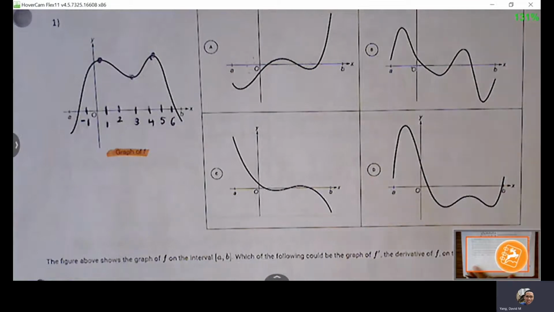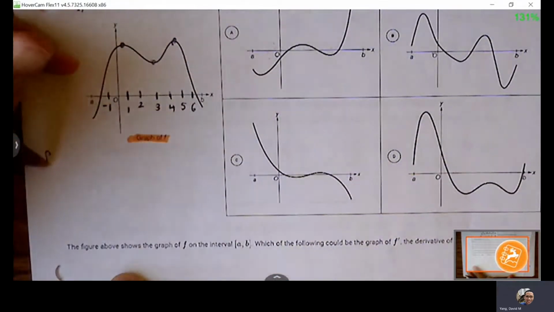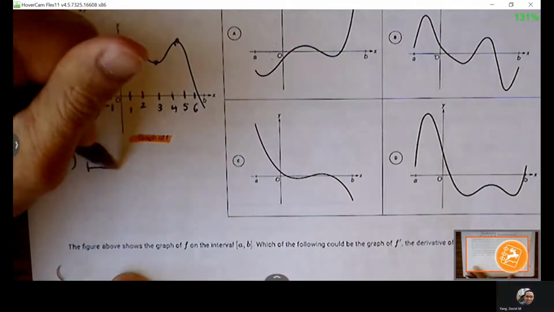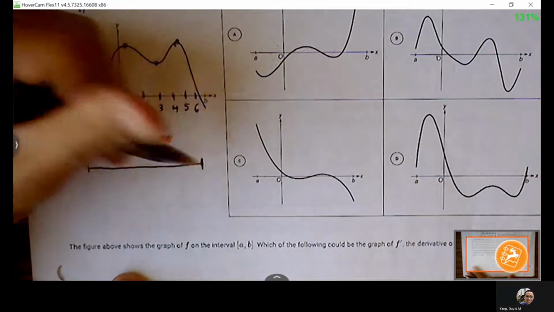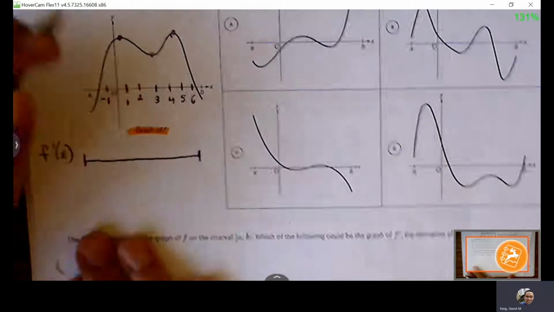Now let me create a slope sign line based off of these numbers, just to make it more concrete and easier to pinpoint. Okay, so we're starting at A and we're going to B.